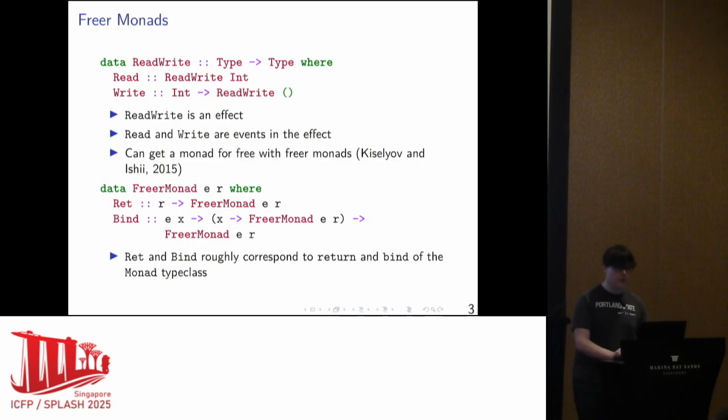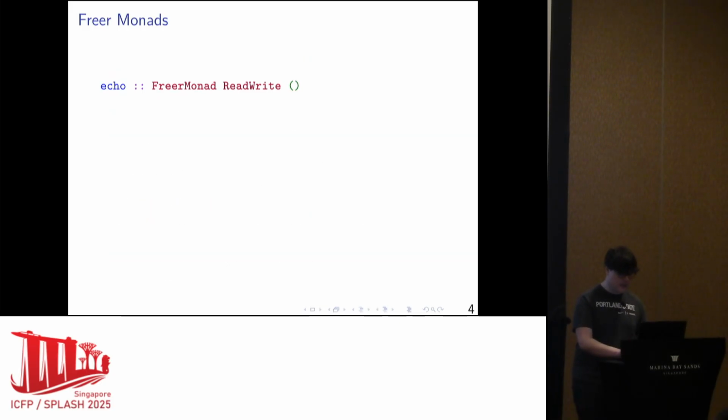We have two constructors that roughly correspond to the return and bind operations from the monad type class. One thing to note, though, is that in bind, we always start with an effect. It's e of x. And we continue with this function that takes in an x as an input.